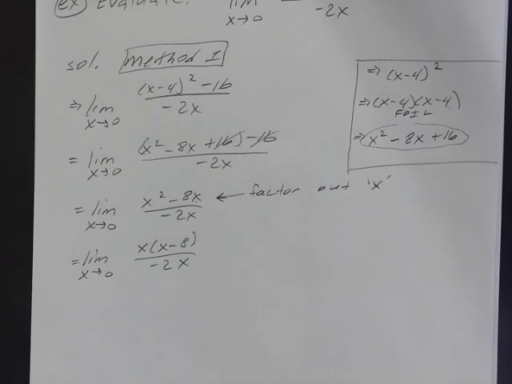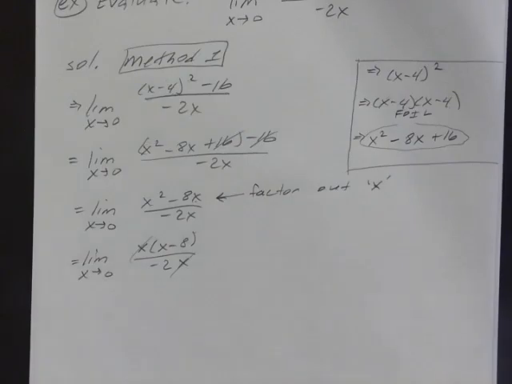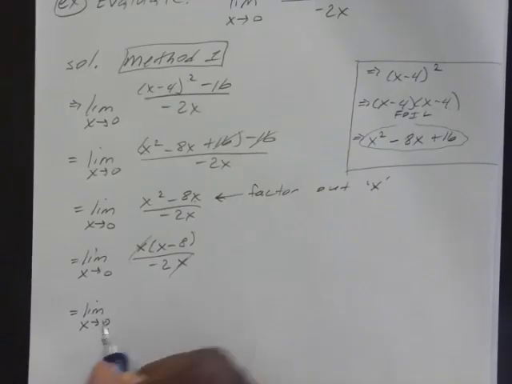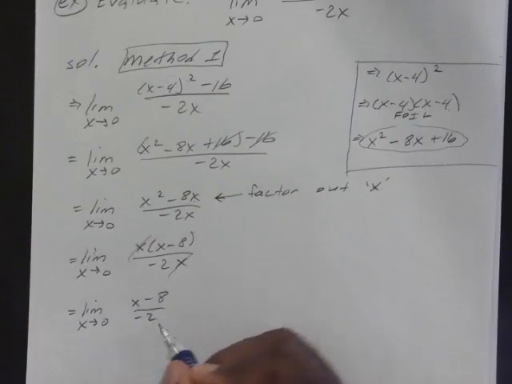Now, once it's factored out, we can go ahead and cancel this x with that one. So x divided by x is just 1. So that leaves us with the limit as x approaches 0 of (x minus 8) divided by -2.